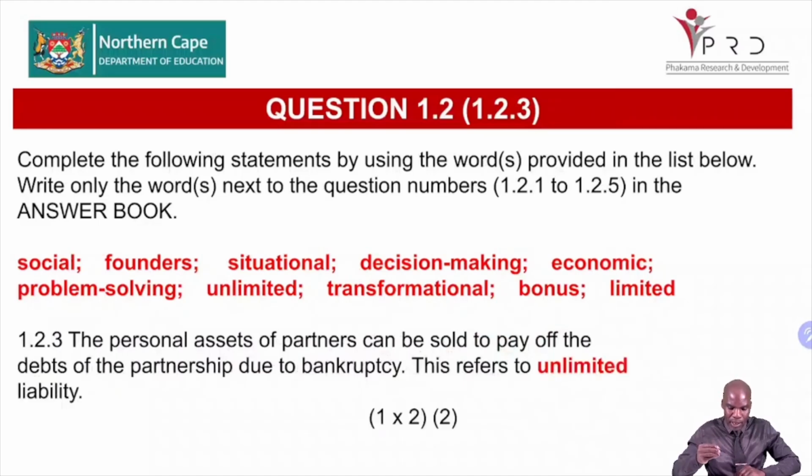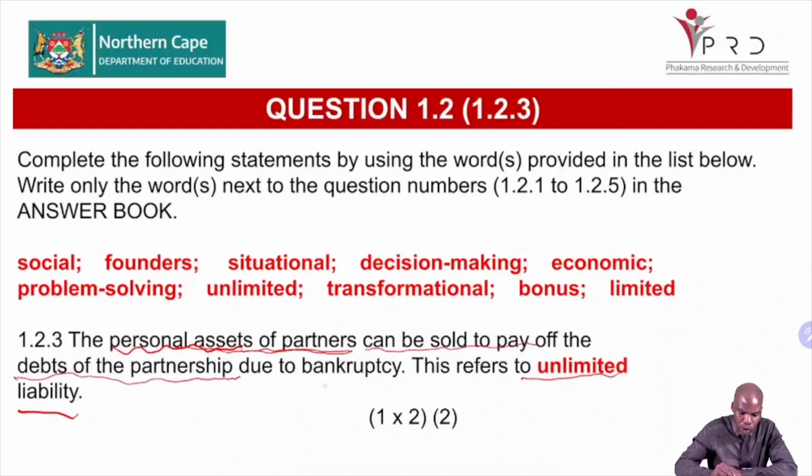That's right. Unlimited liability. So it says here, the personal assets, these are assets belonging to the owner of the business, can be sold. The personal assets of partners, it could be an individual, it could be two people who are in a partnership in business, their personal assets can be sold to pay off the debts of the partnership due to bankruptcy.